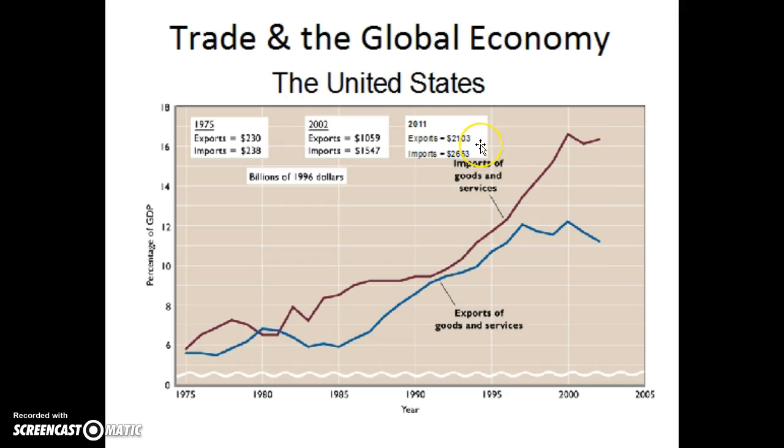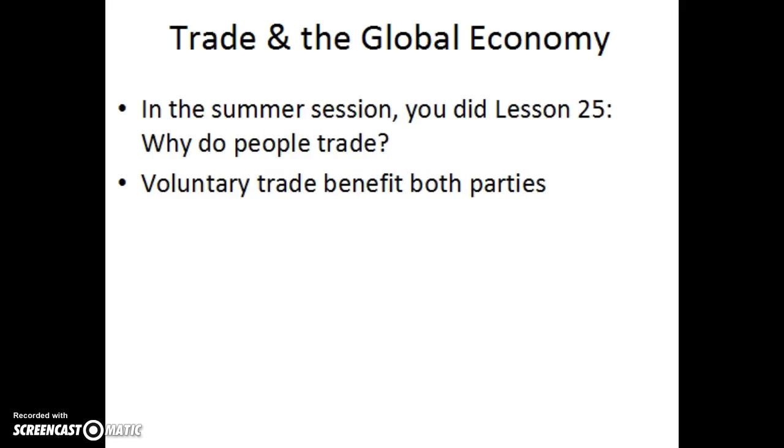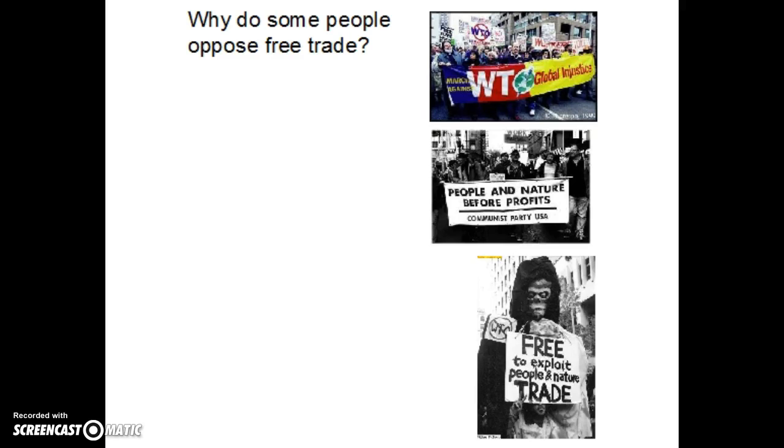And the data includes 2011. So you can see the trend toward a much greater reliance on imports for us, and then for other countries it's more on exports. In the summer we did lesson 25 on why people trade, and we talked about how voluntary trade benefits both parties.